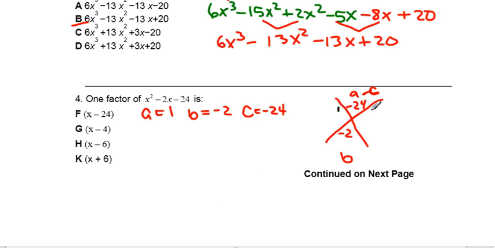So you make yourself a little factor tree. We got 1 and 24. We got 2 and 12. We got 3 and 8. We got 4 and 6. Now if you notice, one of them has to be negative and it has to equal -2, so it has to be -6 and +4. And then put your x on there, and we're just going to write bx as 4x minus 6x, because 4x minus 6x is -2x. Bring down your x squared.